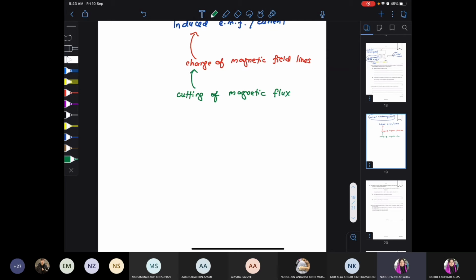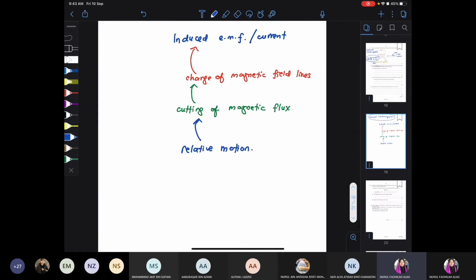Kenapa ada cutting of magnetic flux? Apa yang awak buat? Ada movement, ada relative motion. So when we talk about this relative motion, it's either maybe you move the magnet or you move the coil or wire or you move both of them. Okay, so those are the three possibilities yang motion.